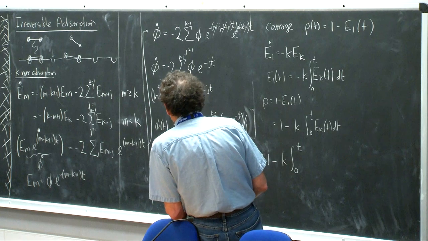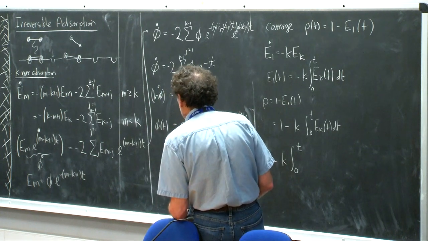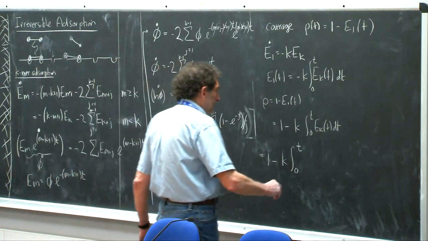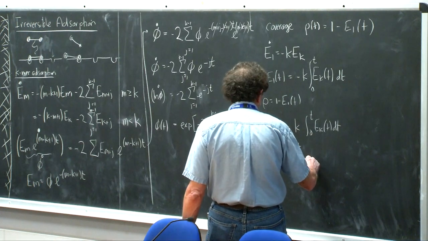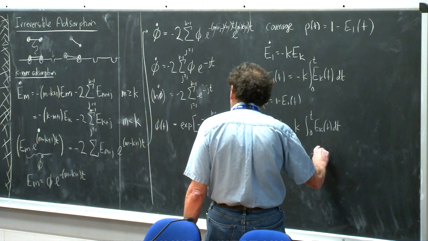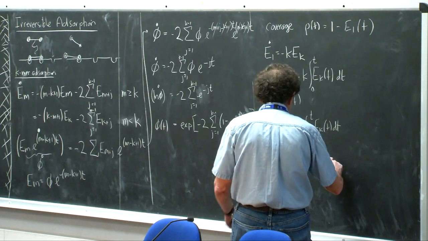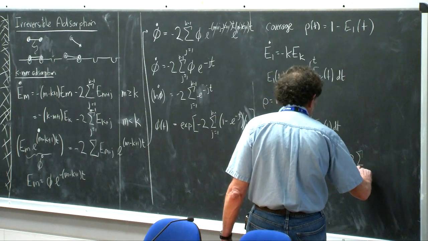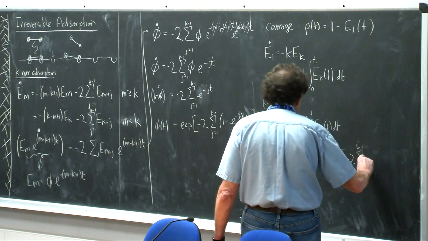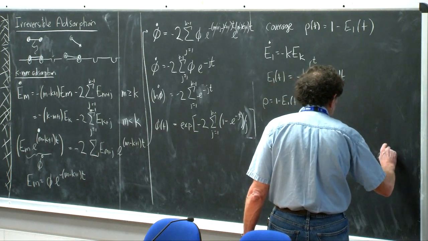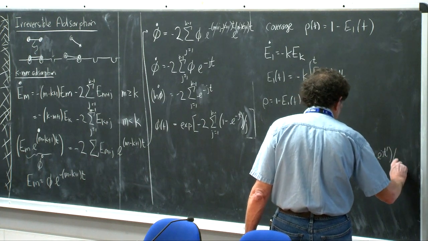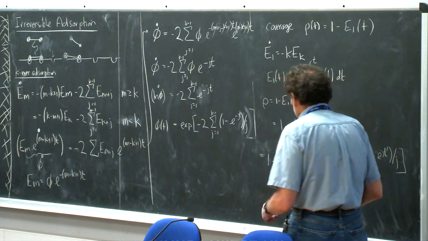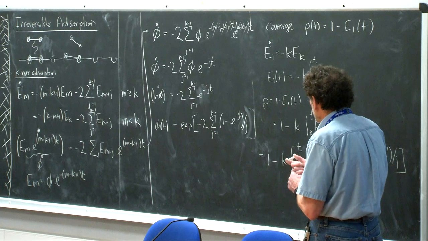So Ek is what? It's going to be phi times e to the minus t. So it's e to the minus t prime, times phi, and phi is exp of minus 2 summation j equals 1 to k minus 1 of 1 minus e to the minus j t prime over j. So that's the answer. That is the coverage in the case of k-mer adsorption.